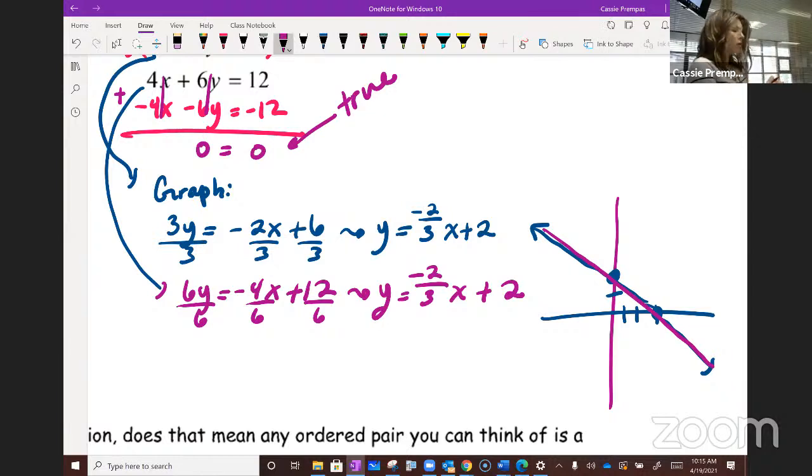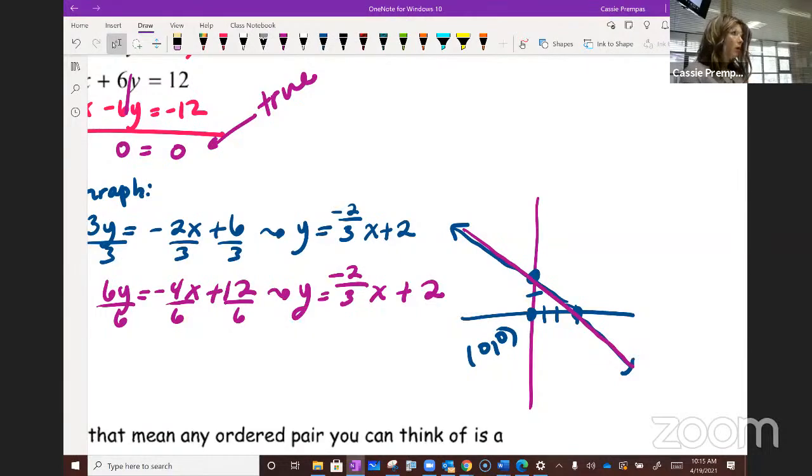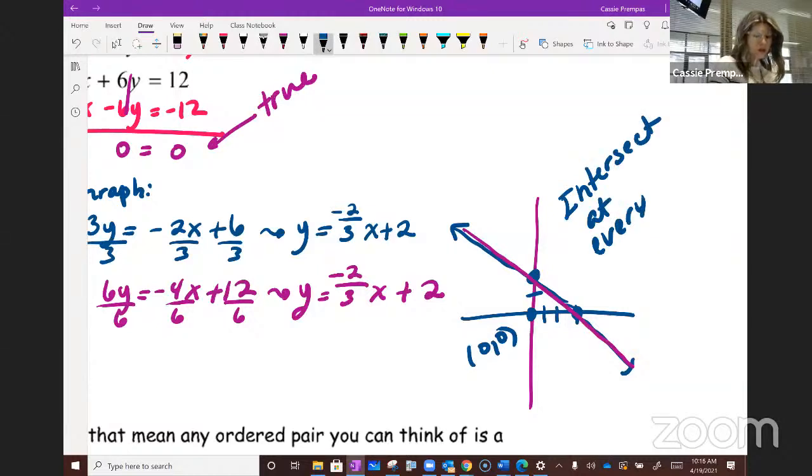This is true, but if I answer just infinite, would this point work, 0, 0? No, so I can't quite say infinite. It is true that they cross at every point, but they only cross at every point on this line. So let's just make a note of that. They intersect, that's a better word. They intersect at every point on this specific line.